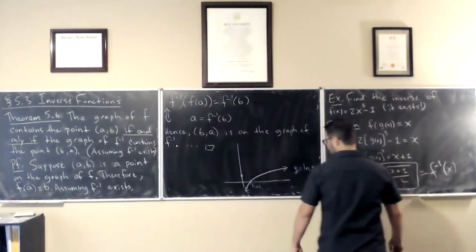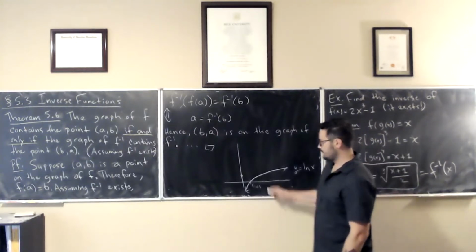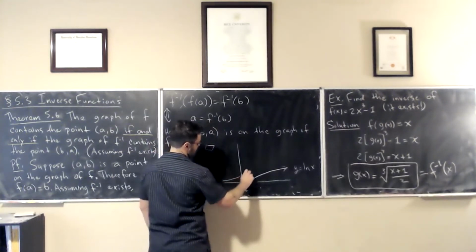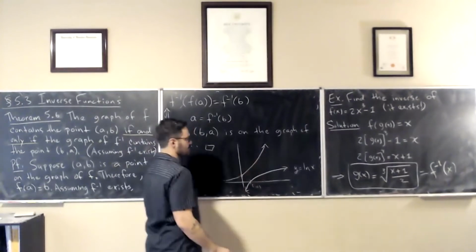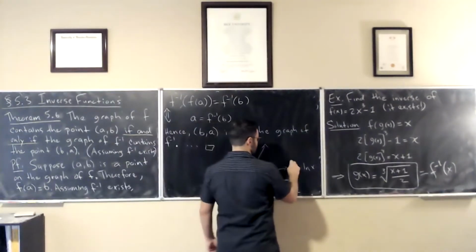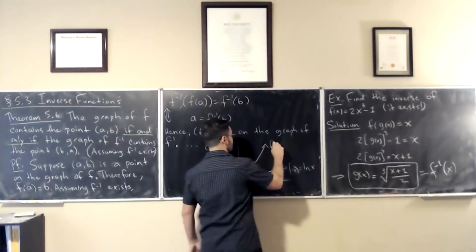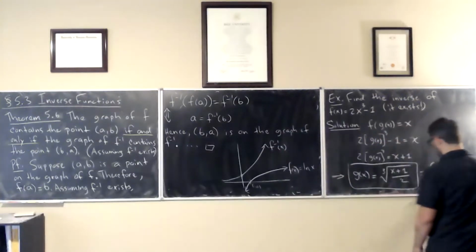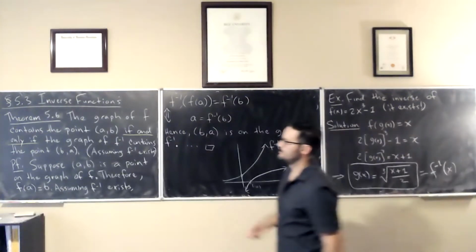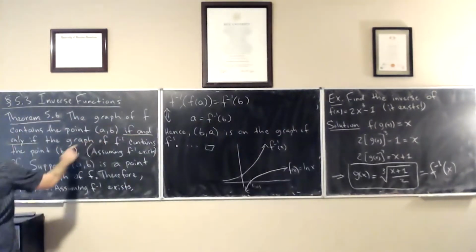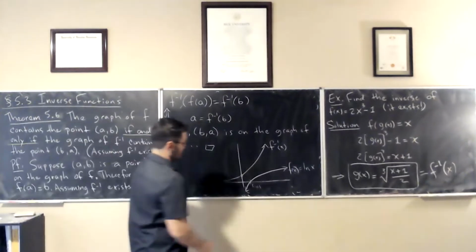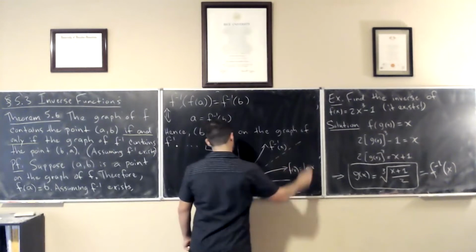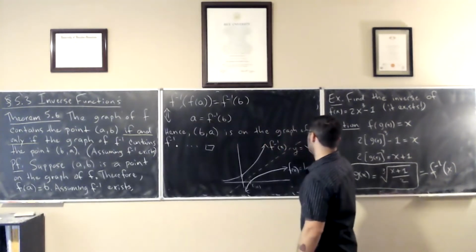Okay. And pretty much anything that you pick is going to be reflected across. So if this was f of x, then this would be f inverse of x. And this is a consequence of this theorem saying that if that point's on the original graph, then that point is on the graph of the inverse. And this is the line y equals x.